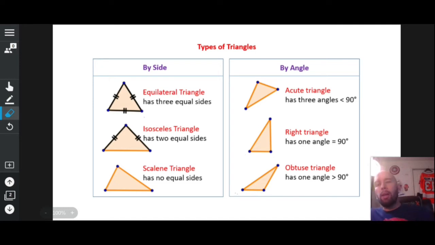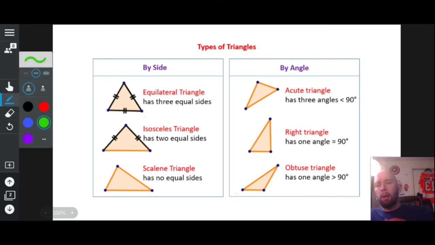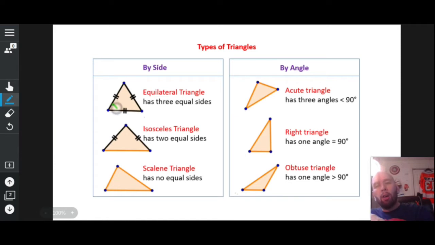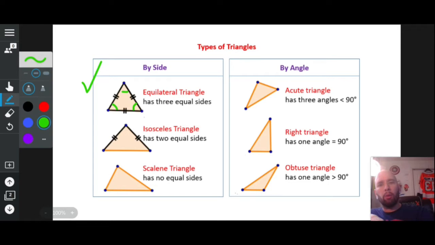There's two ways to categorize triangles, by side and by angle. On the left here, we have all of the names of the triangles based off of their side. We have what's called an equilateral triangle, where all three sides are congruent. Fun fact, if you have all three sides that are congruent, all three angles are going to be congruent, and to be specific, they're all going to be 60 degrees. That's when we call it an equiangular triangle. Oh, that was neat. Fun fact.